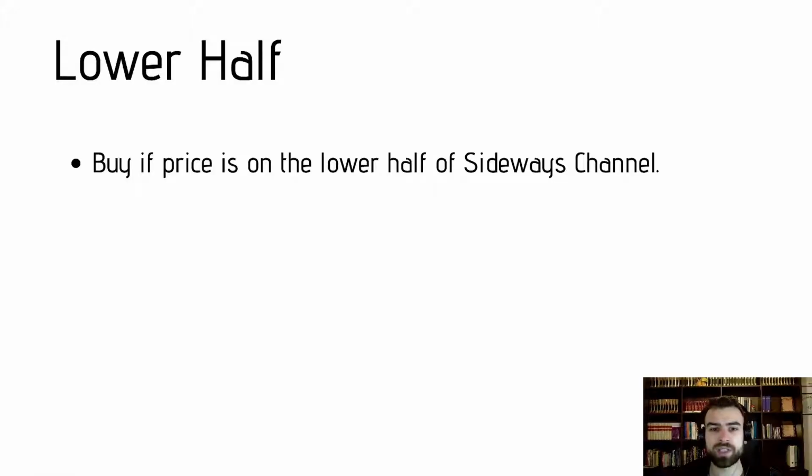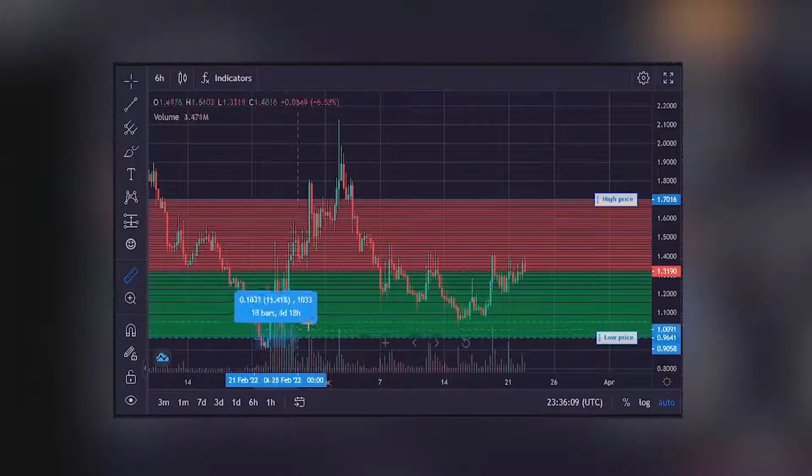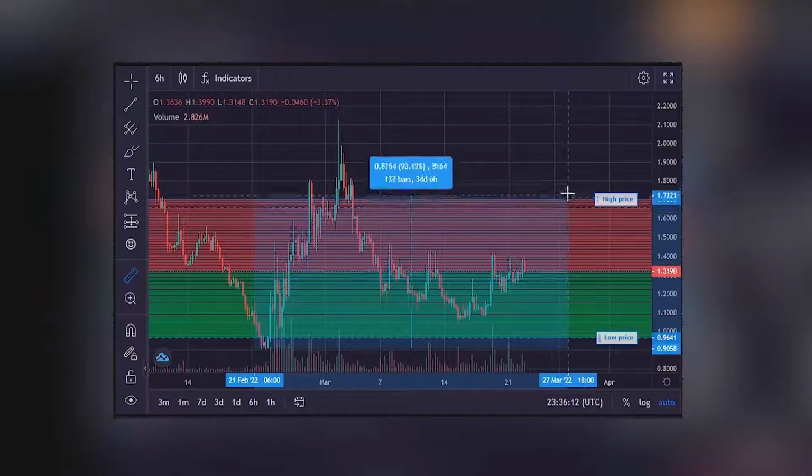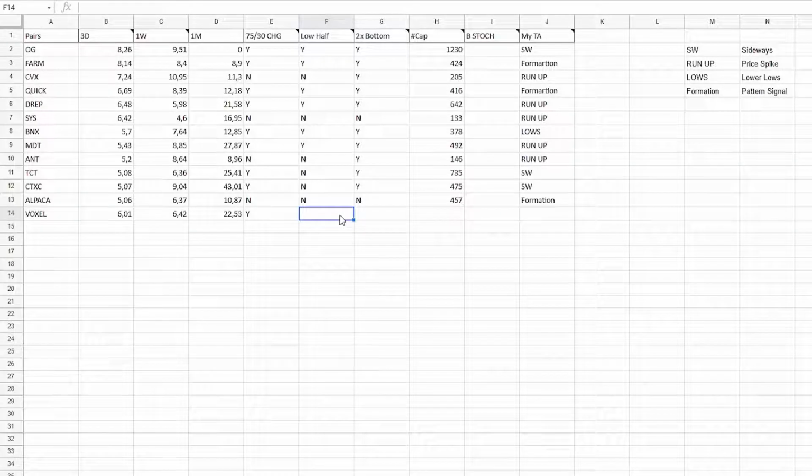Next, you will want to look for a lower half, and to do so you can drag the cursor using the shift or clicking on the ruler tool, which you can find on TradingView or on your grid bot, and draw a box on the range area where you would trade between highs and lows, which is called a sideways channel. And if the price is below the middle line, then the coin is fair game.